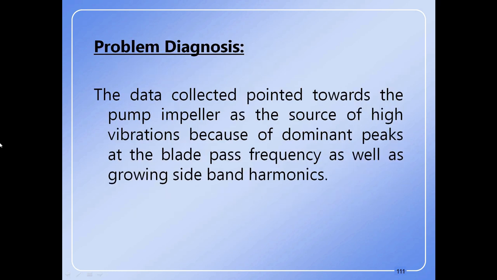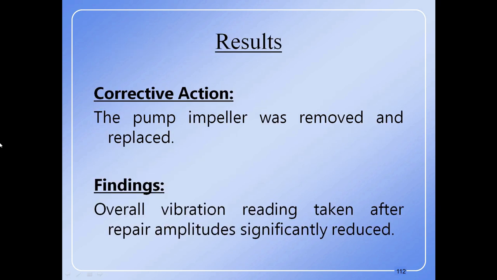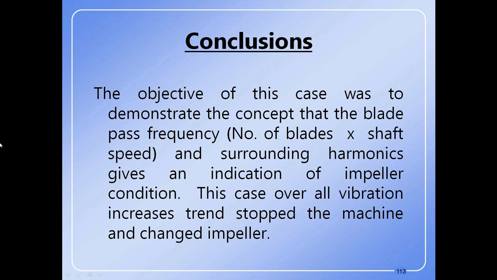Problem diagnosis. The data collected pointed towards the pump impeller as the source of high vibration because of dominant peaks at the blade pass frequency as well as growing sideband harmonics. Results. Corrective action: the pump impeller was removed and replaced. Findings: overall vibration readings taken after repair showed amplitude significantly reduced. Conclusion. The objective of this case was to demonstrate the concept that the blade pass frequency, number of blades times shaft speed, and surrounding harmonics give an indication of impeller condition.